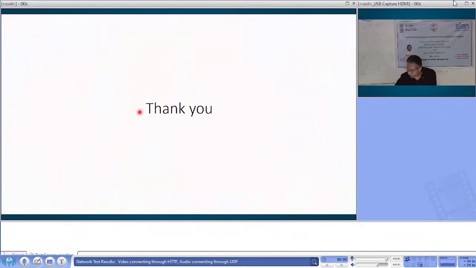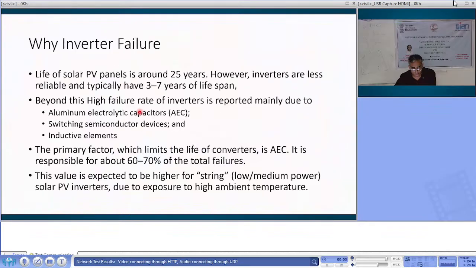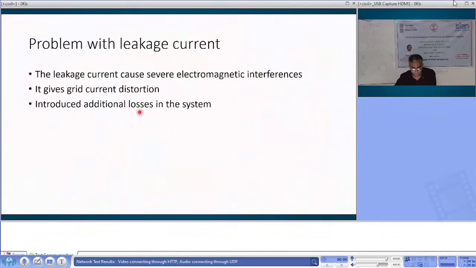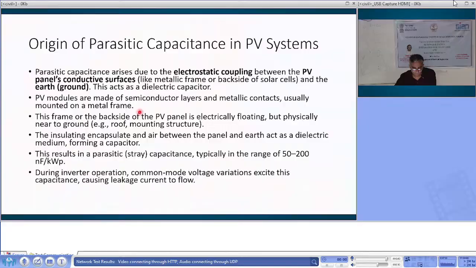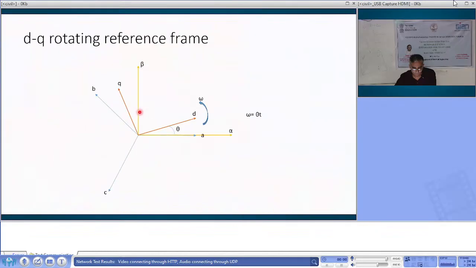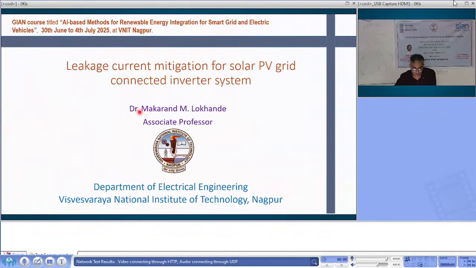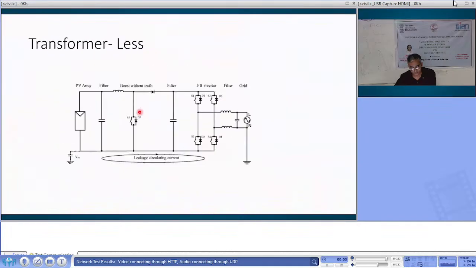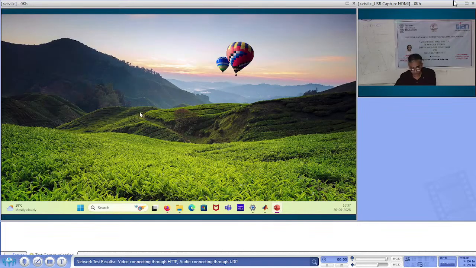One minute, I missed some diagrams maybe. The current source inverter. Okay, no diagrams. It would have been easy for me to describe from the diagram.